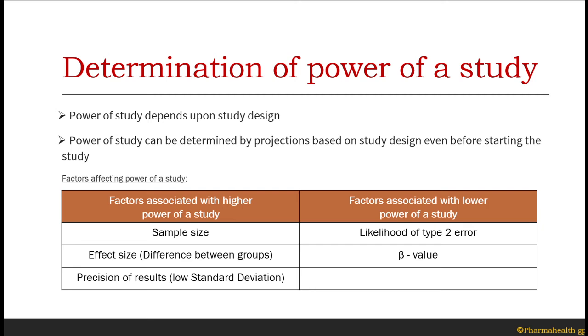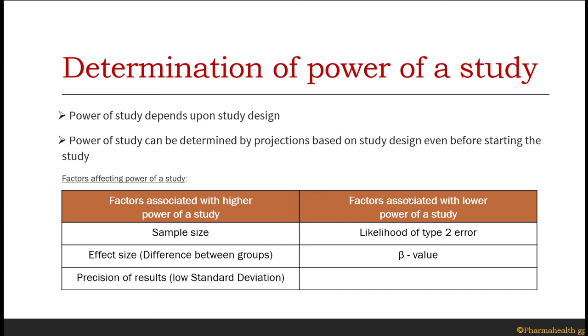But what about the precision of that study? How much do the mean 85 and mean 88 deviate from their mean values? This deviation may have a bad impact on the power of studies. Lower the standard deviation, higher would be the power of the study, because lower the standard deviation, higher would be the precision of the result, and precision of the result is associated with higher power of the study.